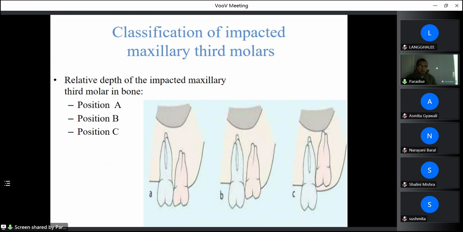So depending on the position of the tooth, the relative depth of the impacted maxillary third molar in bone, it is again classified as position A, position B, and position C. In case of position A, the occlusal level of 7 and 8 is at the same level. In case of position B, the occlusal level of 8 is just above the occlusal level of 7 and it is above the cementoenamel junction. So the occlusal level of 8 is present between the occlusal surface of 7 and the cementoenamel junction of the second molar tooth. Again, in case of position C, the occlusal level of the impacted third molar is present above the cementoenamel junction of the second molar. It's similar to the mandibular third molar.